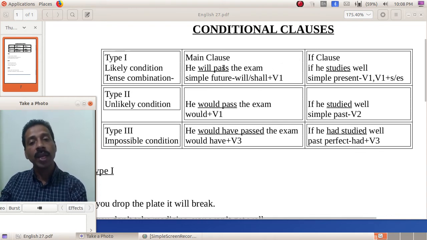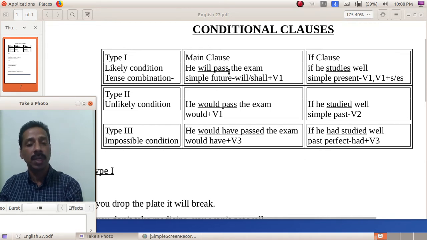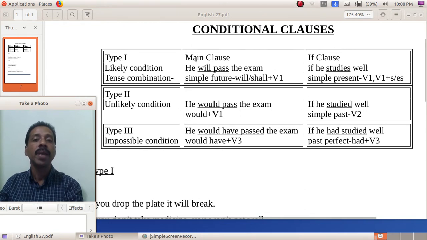Then when we come to the details, you can see that in such sentences there will be two clauses, which are called the if clause and the main clause. And one thing you have to keep in mind is that it is possible to begin the sentence either with the main clause or with the if clause. Here I have begun the sentence with the main clause, he will pass the examination if he studies well. But it is also possible to begin the sentence with the if clause. That means I can say, if he studies well, he will pass the examination.